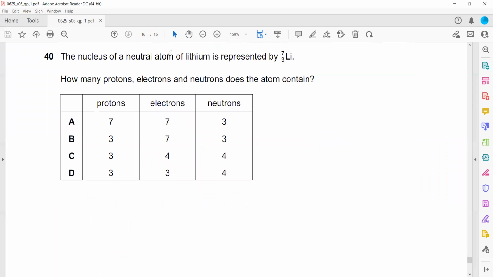The nucleus of a neutral atom of lithium is given. How many electrons, protons, and neutrons are there in the atom? The atomic number is 3, so 3 protons are there. Because it's an atom, it will have 3 electrons, and neutrons 7 minus 3, which equals 4. So protons should be 3, electrons should be 3, and neutrons should be 4. So D is the right answer.